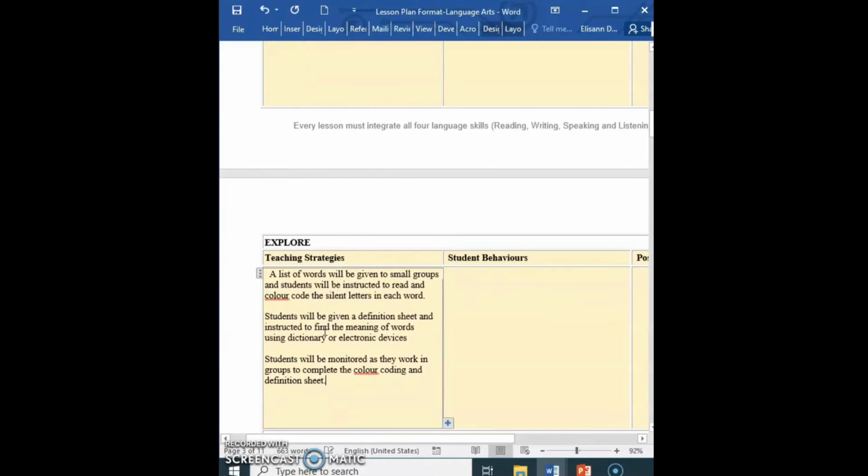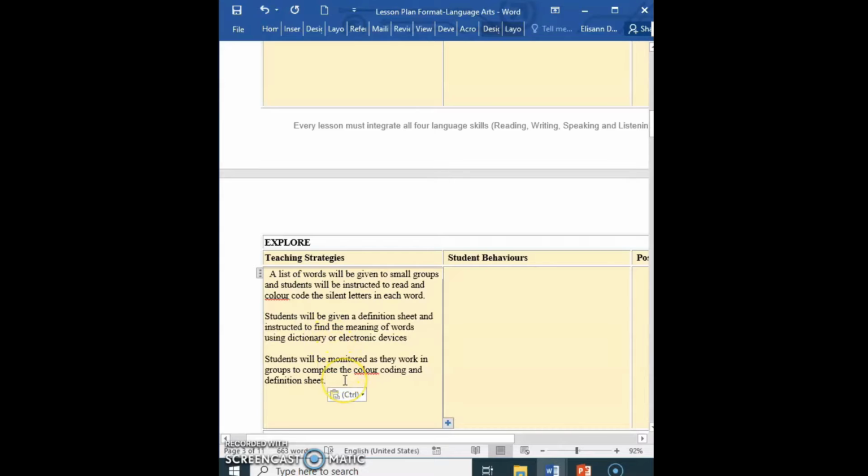So of course, I have this as my explore activities. The teacher is going to present a list of words, and the students will be working in small groups, and they will be instructed to read and color code the silent letters in each word. Students will also be given a definition sheet and instructed to find, you see, you hear the investigations and the research coming out, the meaning of those words using a dictionary or electronic devices.